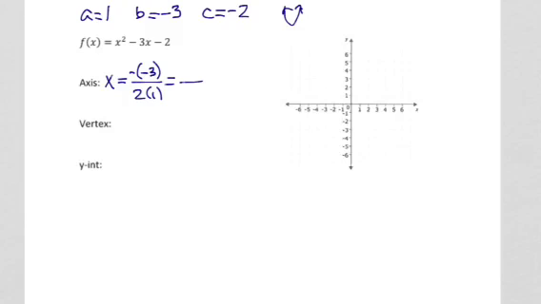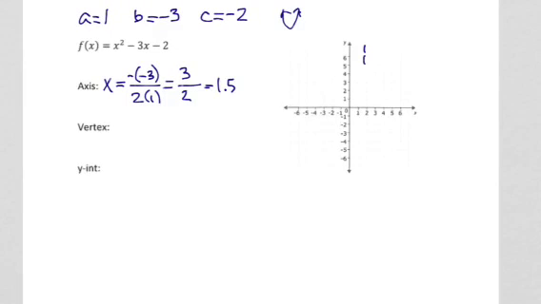The numerator, the negative of negative 3, is 3. So it's always the opposite. If b is negative, then this is positive. If b was positive, then that number would be negative. And then the denominator, 2 times 1, makes 2. So my axis of symmetry is at 1.5. So if I go over here to my graph, right about at 1.5, that's where I'm going to draw in my axis of symmetry. It doesn't have to be perfect. I'm not going to be too picky on these, especially when you're graphing on a computer.